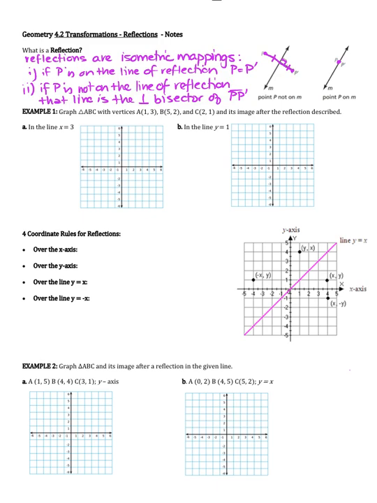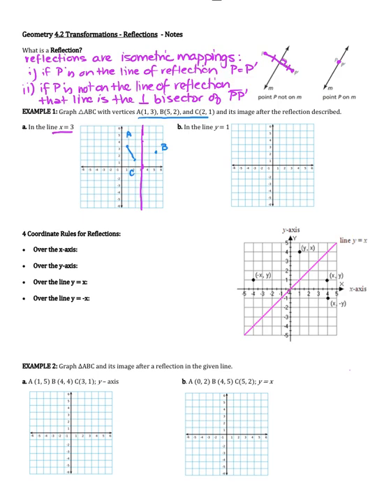So for instance, if I were to graph the line x equals 3, it's going to go through the x-axis, so it would look something like this. And we want to reflect this triangle. So let's go ahead and graph that triangle. We have 1, 3, which is A. We have 5, 2, that's going to be our point B. C is 2, 1. So here's this triangle.